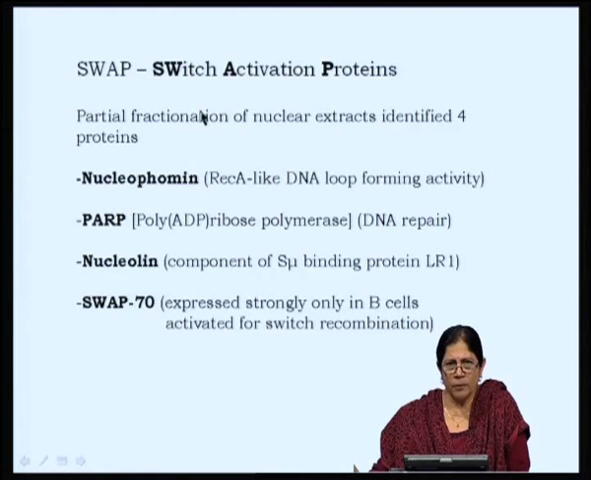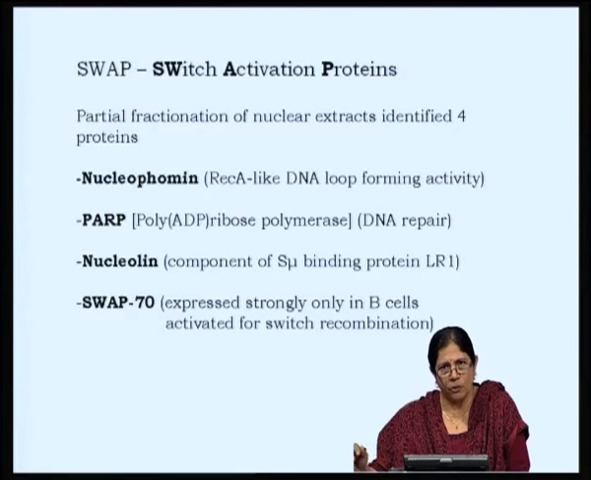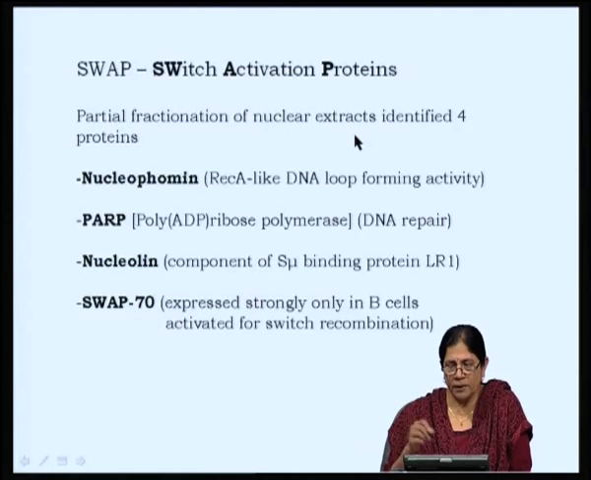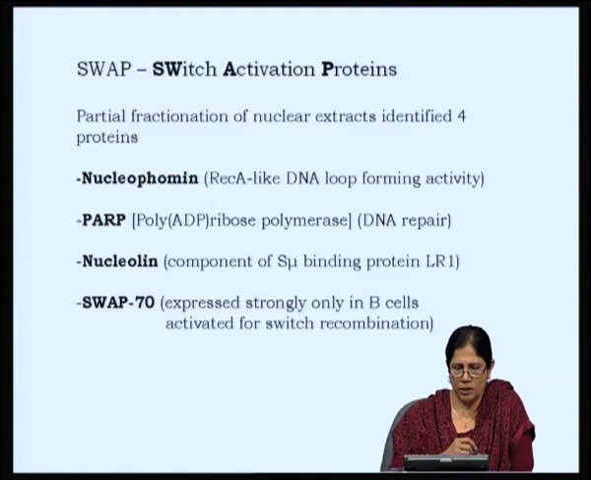Now, the other way to look and identify molecules that would bring about class switching would be to identify the DNA binding proteins in the nuclear extracts of cells which are undergoing class switching. And 4 such proteins have been identified, the functions of which would in fact be required for class switching to take place.